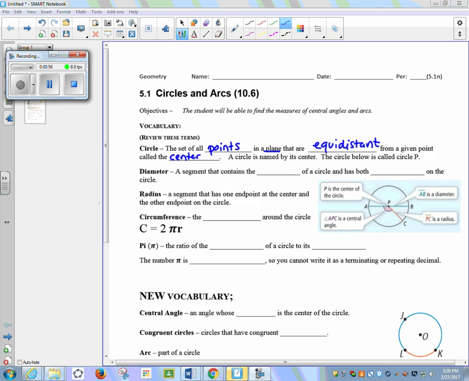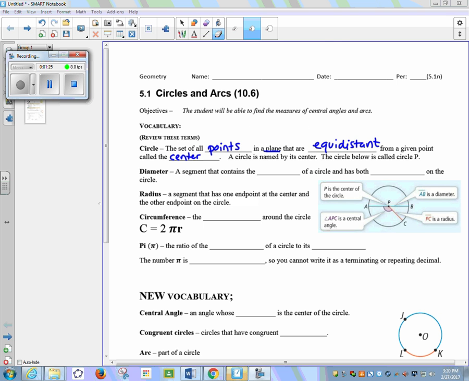So picture if you have a point, that's the given point called the center, and you draw all the points that are, let's say, 2 inches from this center. I go 2 inches this way and I put a point. I go 2 inches this way and I put a point. 2 inches here, put a point. All the way around, all the points that are, in this case, 2 inches away from the center. That makes a circle. So that's the definition of a circle.